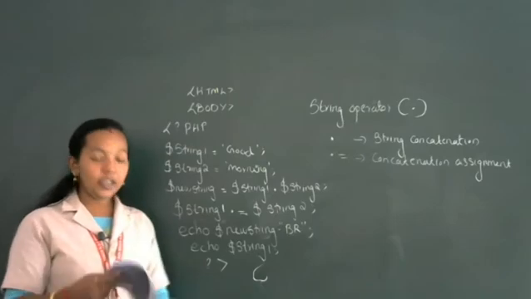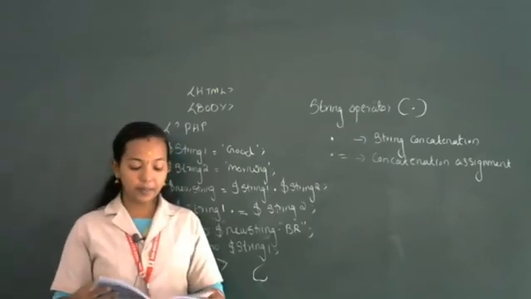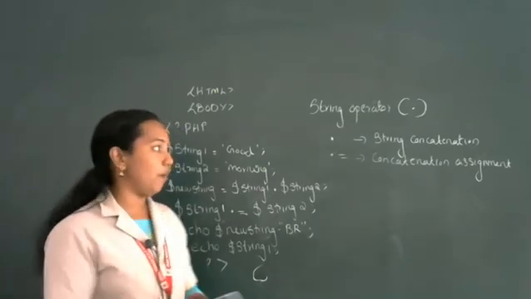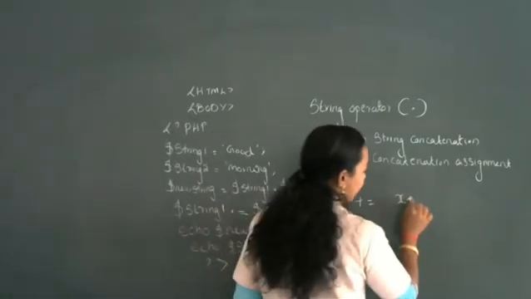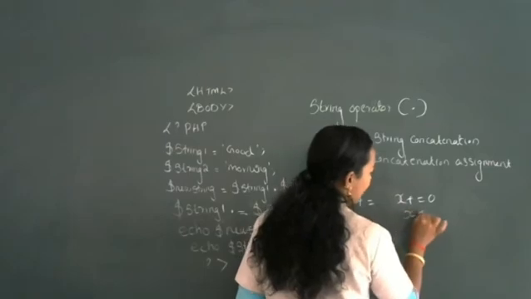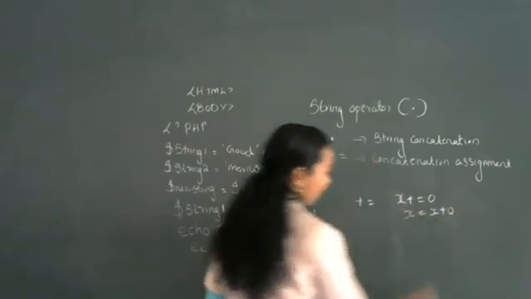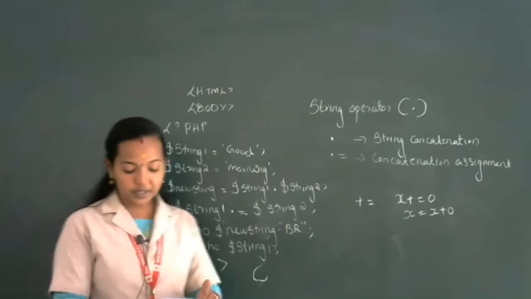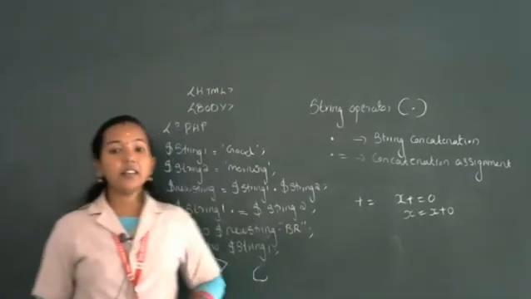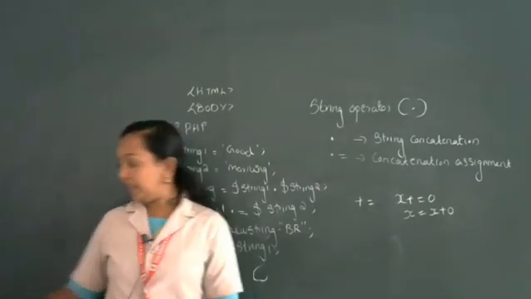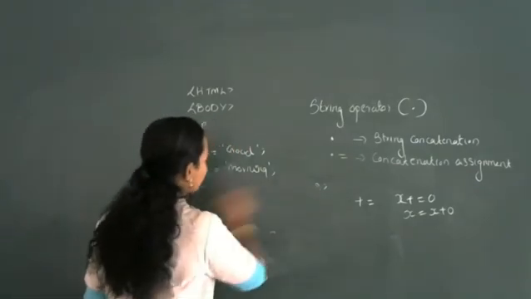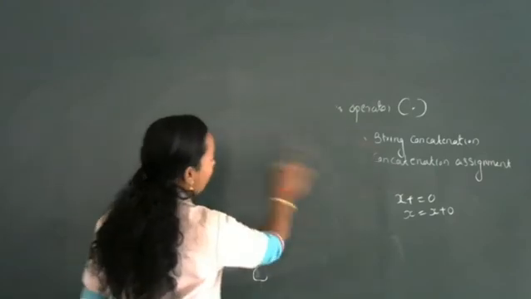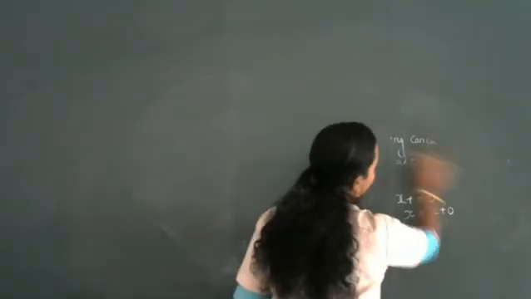Then the remaining operators: two more types are present. That is the combined operator, that means plus equal to. x += 0 is equal to x = x + 0. That kind of operator. Combined operator, and increment and decrement operator. Increment and decrement operators mean the plus plus operator and the minus minus operator. These all belong to the increment and decrement category.